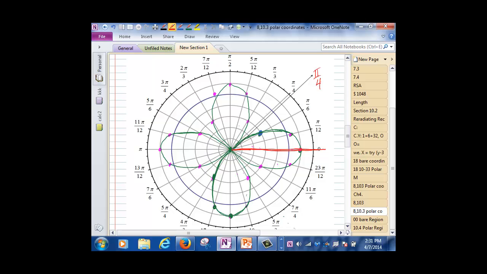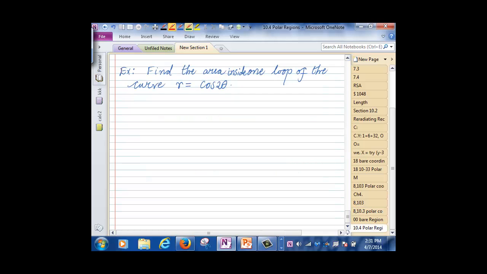Yeah, so if I take 0 to pi over 4, then what's the area? What is the area then? Anyone? What's the integral then?